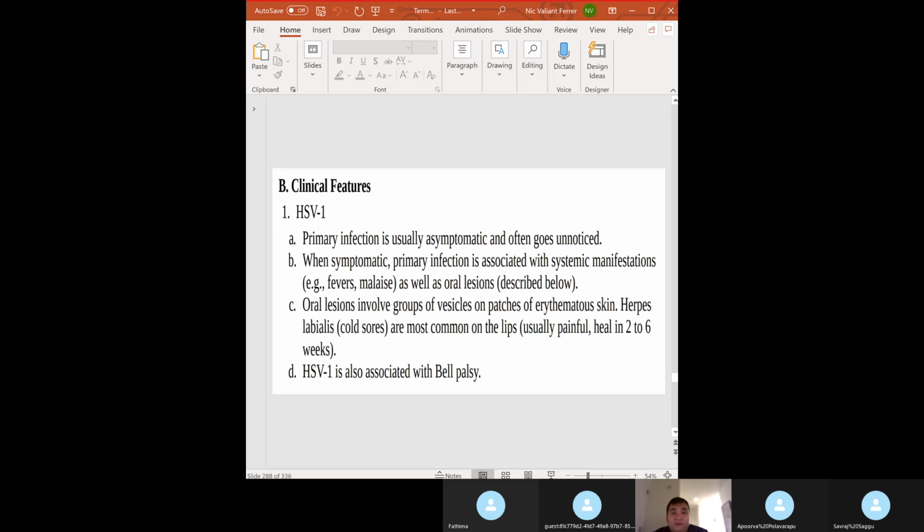Clinical features of HSV-1, since it's oral, obviously you have oral lesions. You can have vesicles and patches of erythematous skin, cold sores, most common on the lips. Don't forget, HSV-1 is associated with Bell's palsy. So reactivation of HSV-1, Bell's palsy, facial nerve palsy, cranial nerve 7.